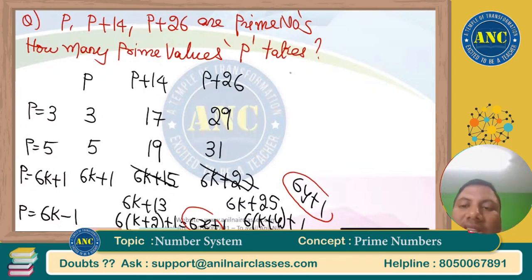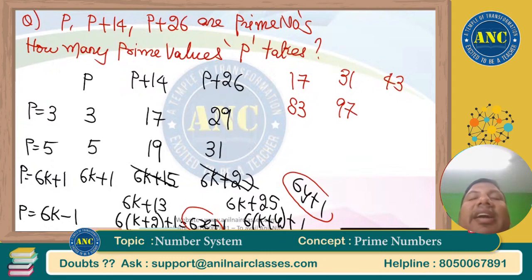Now, if you observe 17, which is 6 into 3 minus 1, 17 plus 14 is 31, 17 plus 26 is 43. It is possible. Let me take some other two-digit prime number, 83. 83 plus 14 is 97, 83 plus 26 is 109. 83, 97 and 109 are all prime numbers. That means in two-digit numbers, I just took a sample of two prime numbers.